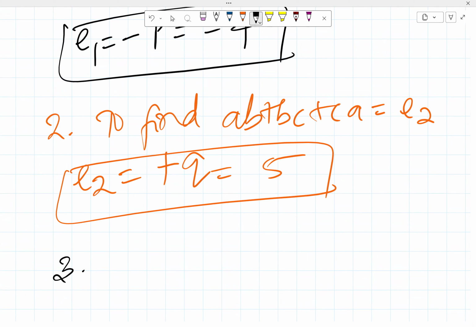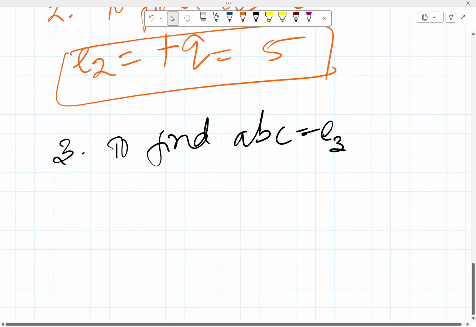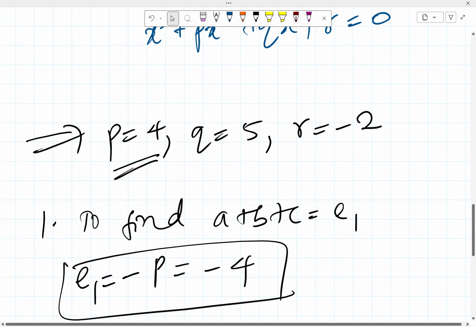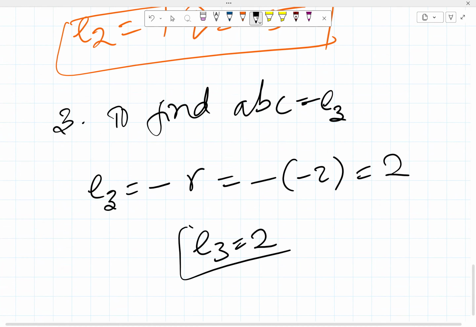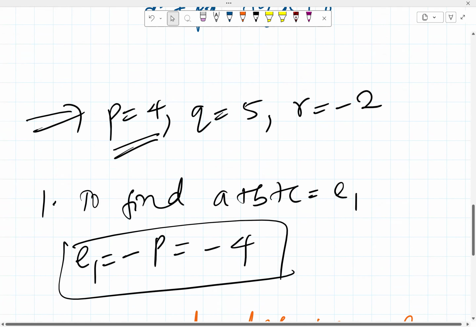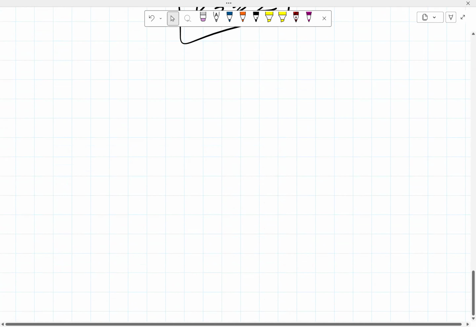And then we have 3. We want to find ABC. ABC is E3, and we know E3 is simply minus R. R on its own is minus 2, so we have minus of minus 2, which is simply 2. So E3 is equal to 2. We have that established. Then, having taken care of that, we need the last one now.